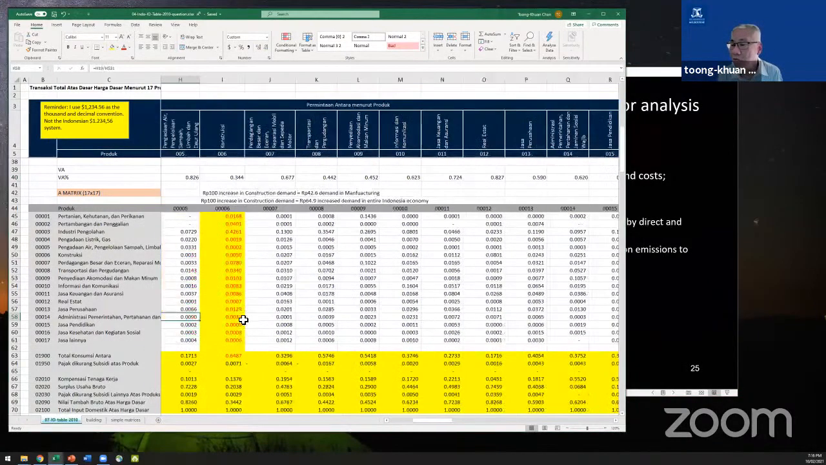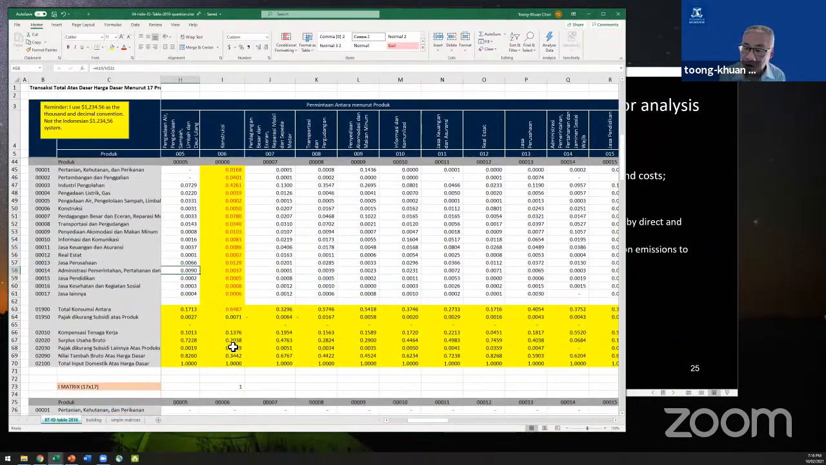So for example, it's very easy now for you to look at this. This is construction. Where's construction? Okay, look at this. Your kompensasi tenaga kerja, or your wages, is 14%. So if you wish, you could double wages. How much would your construction cost increase? So if you double wages, your construction cost will increase by 14%.